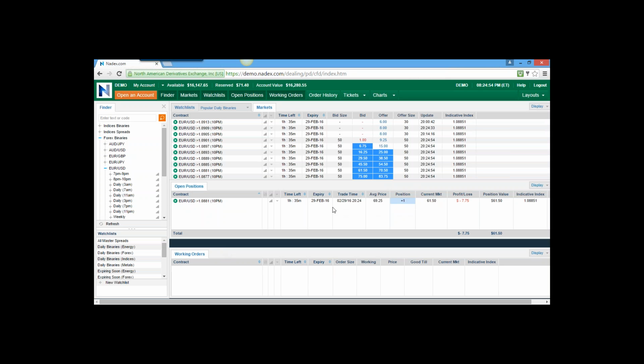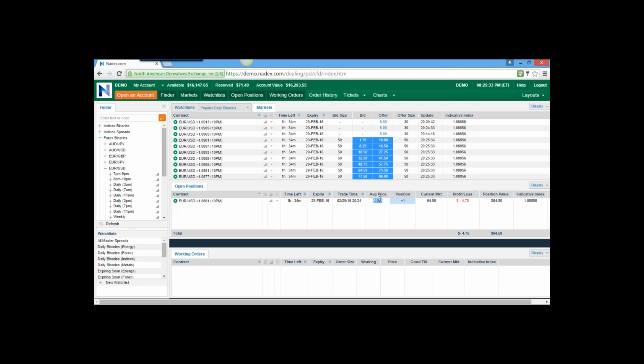Open positions. I bought this contract. See it? +1 means I bought it. -1 would be if I sold it. I bought it for $69.25. See right here, 0881, which is this strike right here. What can I sell it for right now? This is the buy side on Nadex. This is the sell side.